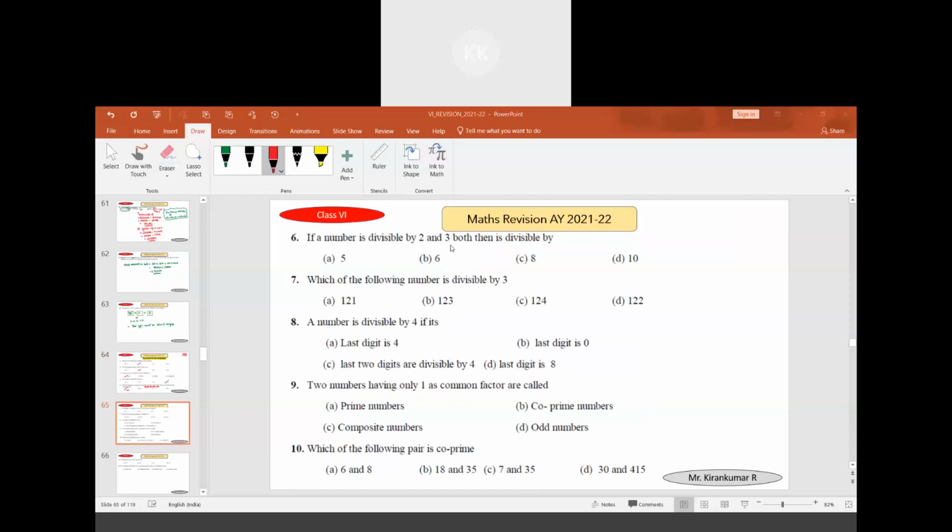If a number is divisible by both 2 and 3, then the number is divisible by 6. Option B. Very good. It is divisible by 6.